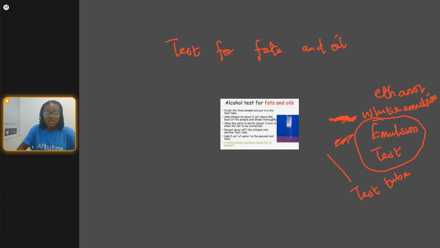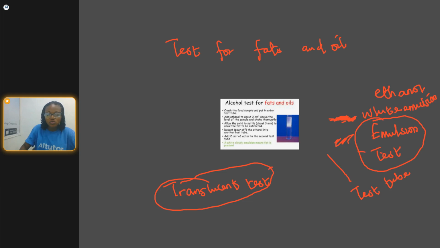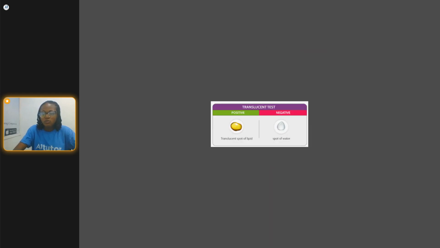We also have another test for fat and oil, which is called the translucent test. The translucent test and the emulsion test are both used for fat and oil. Please take note of that. I'm going to present the translucent test also, so you can have an idea of how it looks. This is also used to test for fat and oil.